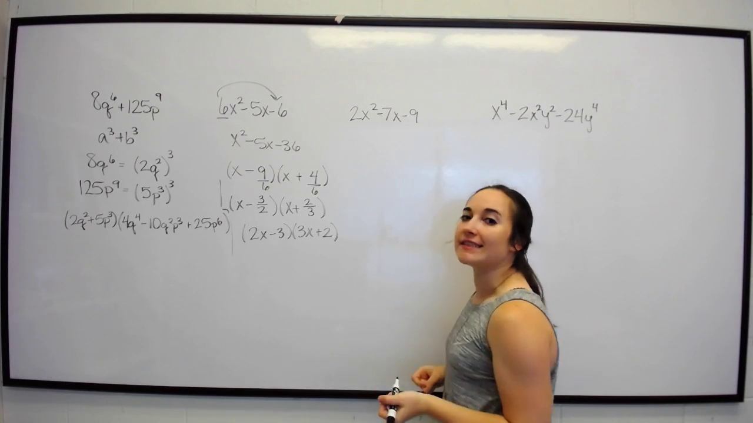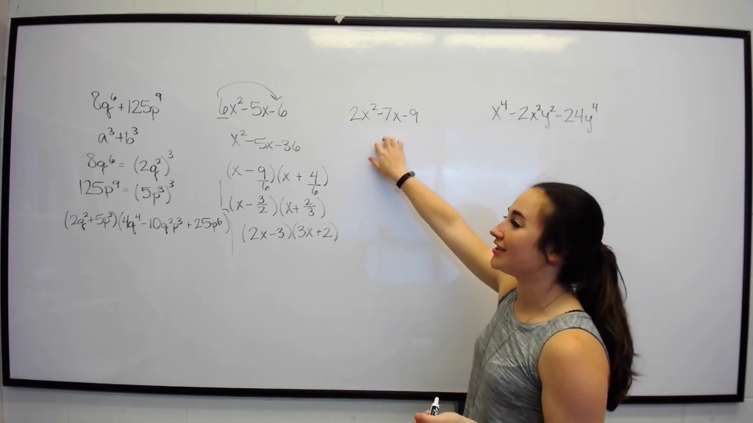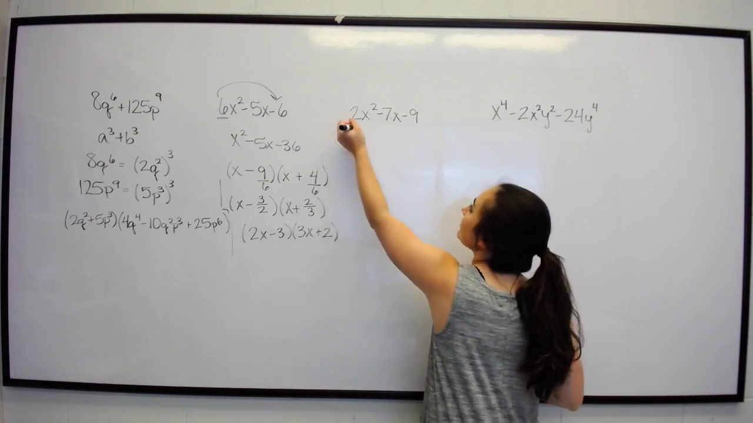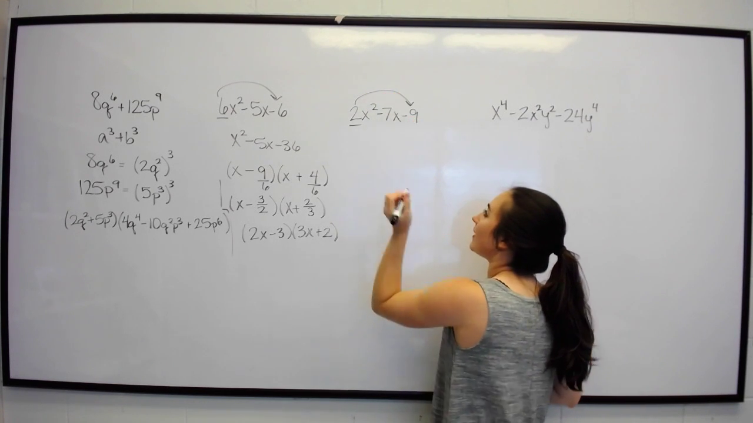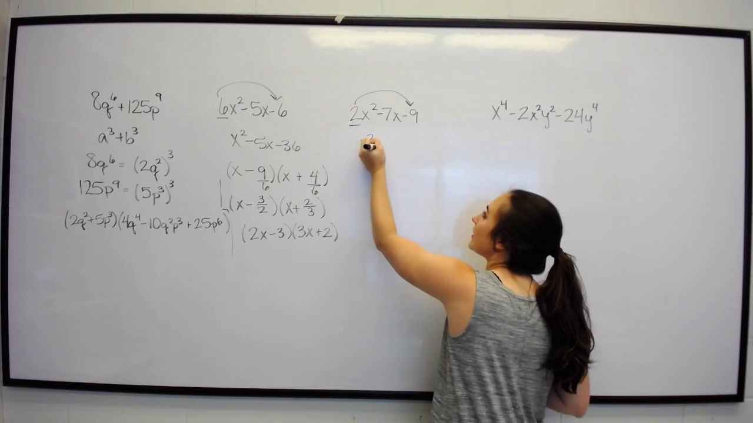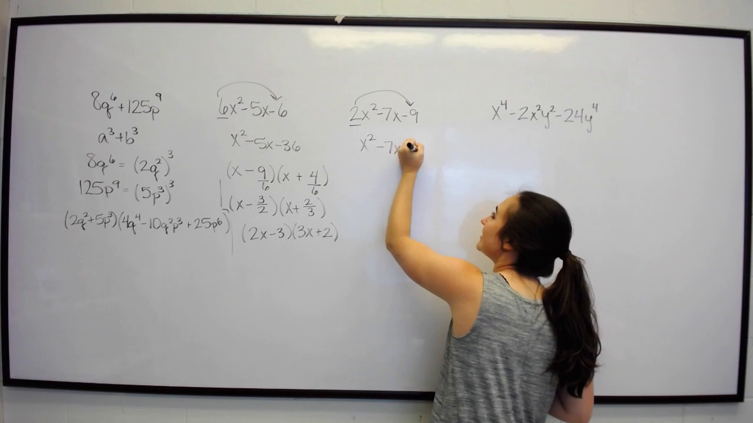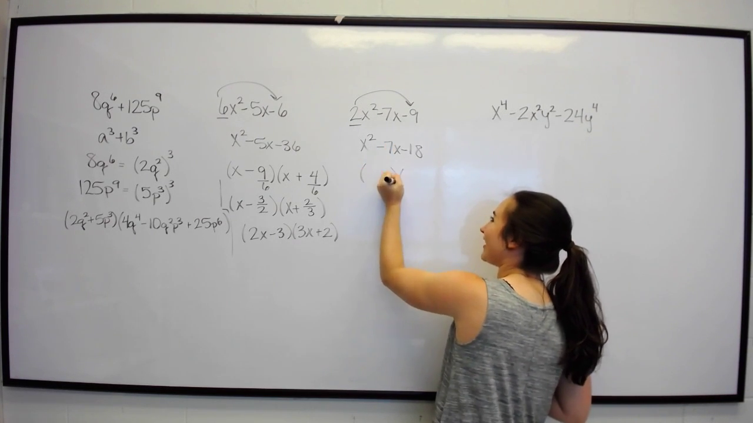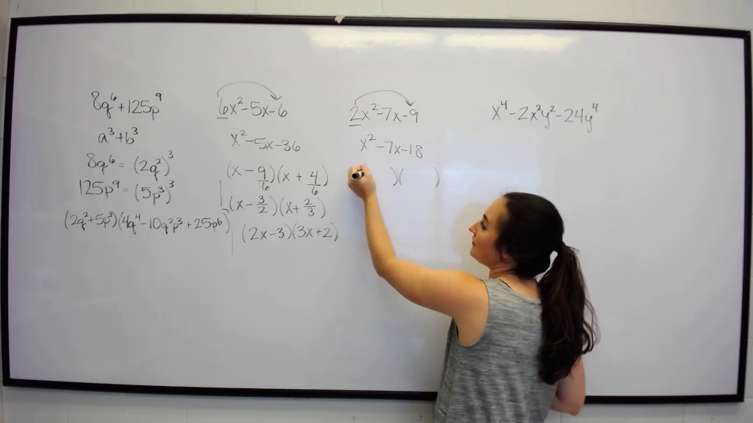On this one, we have the same thing happening. Our leading coefficient is something other than 1. So I'm going to take this and multiply it by the end. So I'll have x squared minus 7x minus 18. Now that's something we're more used to factoring.